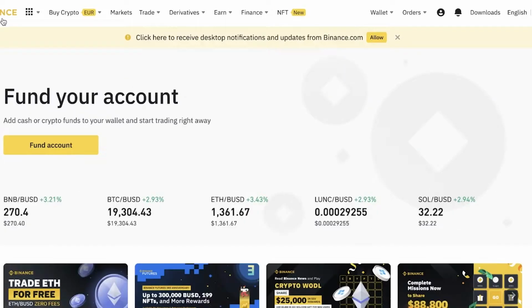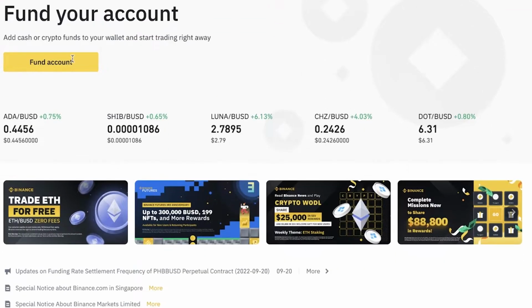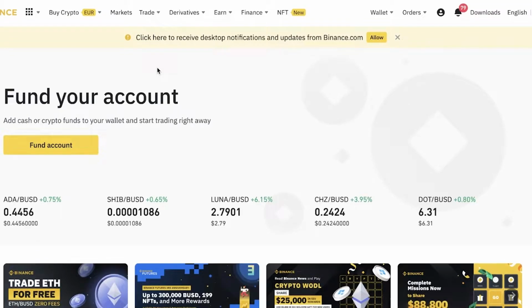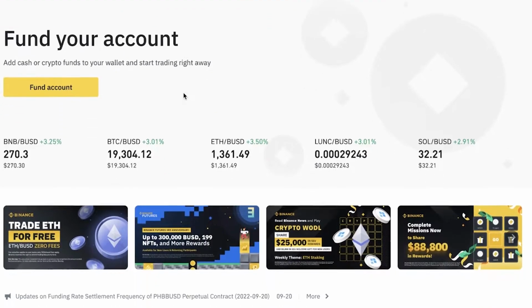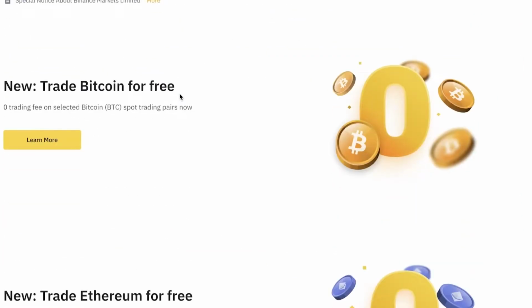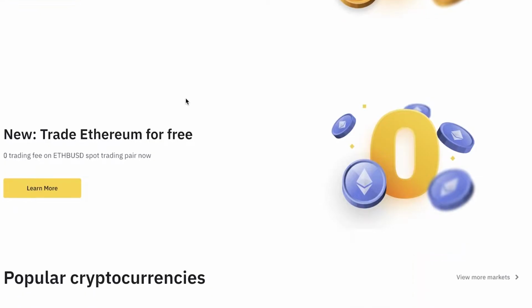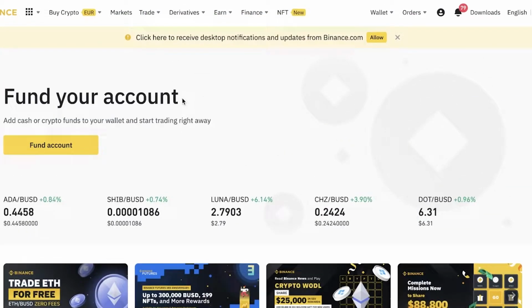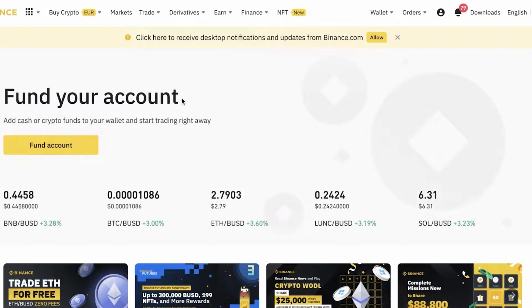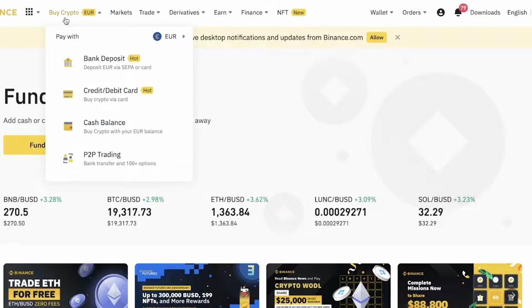Now, what is Binance? Binance is one of the leading crypto marketplaces. It is one of the largest marketplaces out there, and Binance has multiple different features, including buying crypto directly from your bank to trading crypto and creating crypto bots. Now, to get started with some of the basic features of Binance, you can see over here.